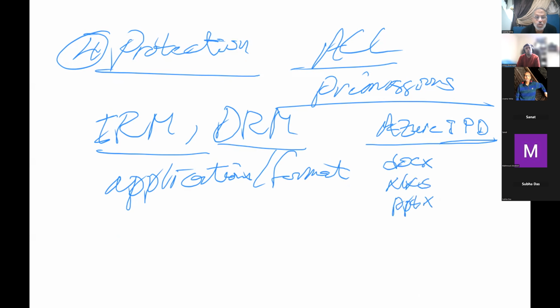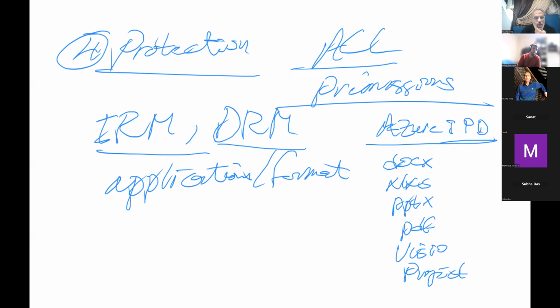Then it will be compatible with DOCX, XLSX, PPTX. Also, I think it is with PDF and so on. But it may not be able to support other extensions. Also, if you have Visio, it is supported. If you have Project, it is supported. Usually it's all Microsoft products.